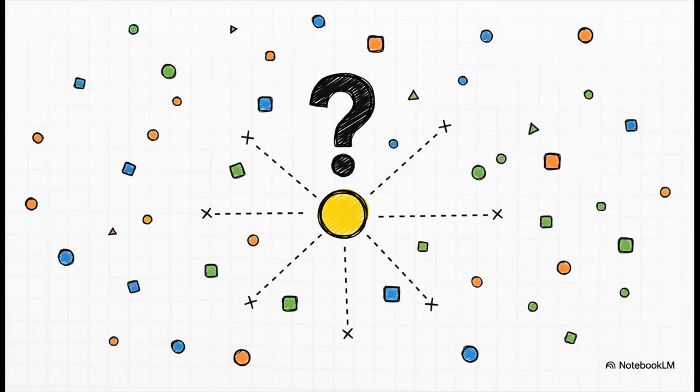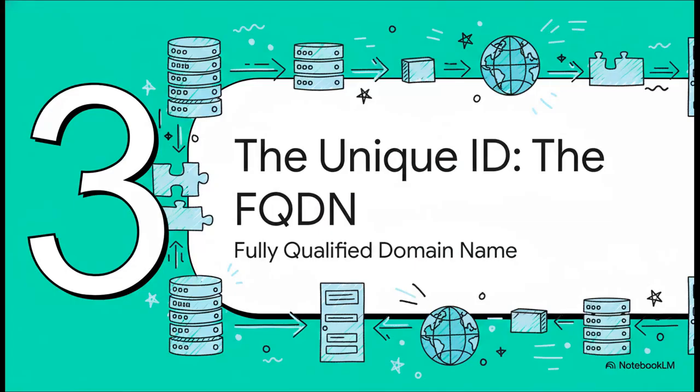Okay, but this creates a whole new challenge. If you have thousands of these entities, and each one is living in its own little service, how do you create a reliable address book for all of them? How does one service know exactly how to find and talk to another in what's become this massive digital city? And the answer is actually something they borrowed from the internet itself, the FQDN, or Fully Qualified Domain Name. This acts as a permanent, unique, and importantly human-readable ID for every single entity in the entire Wix ecosystem.